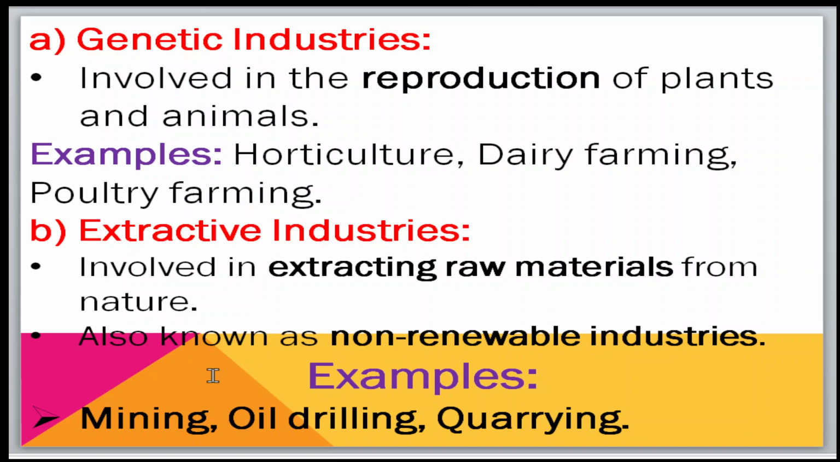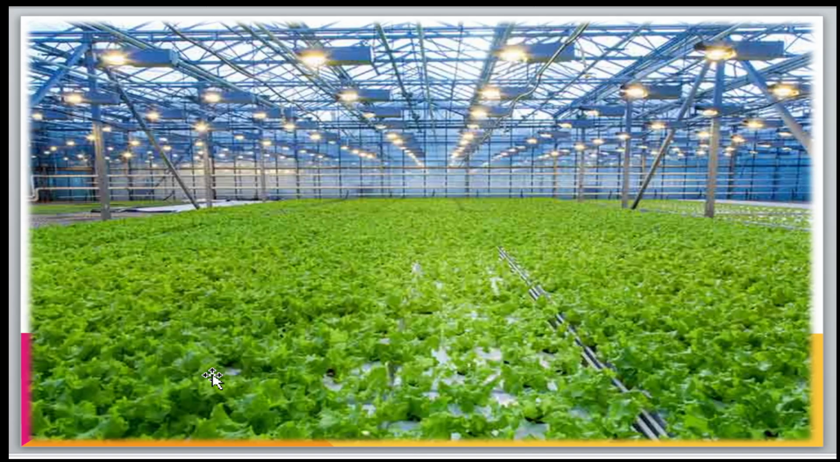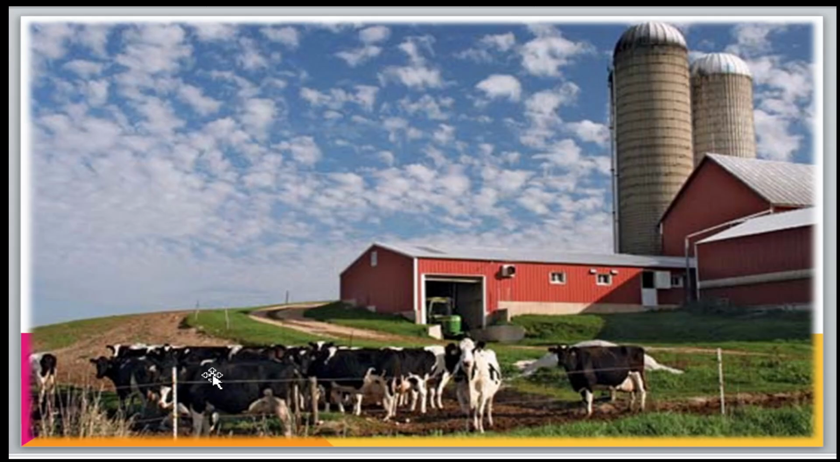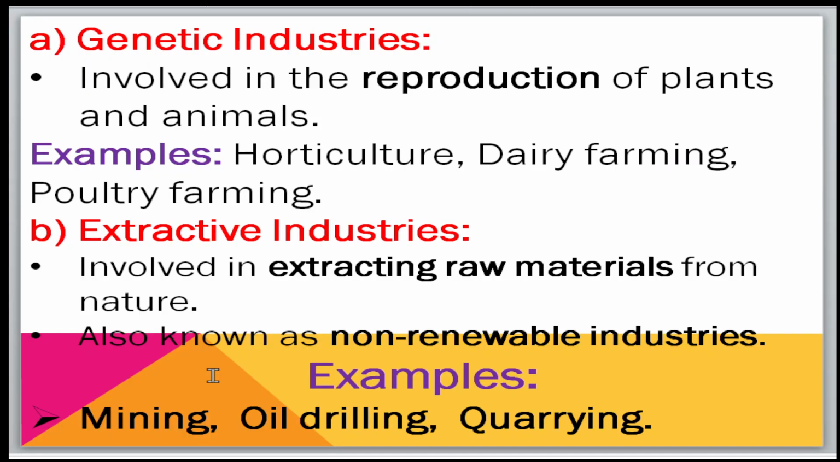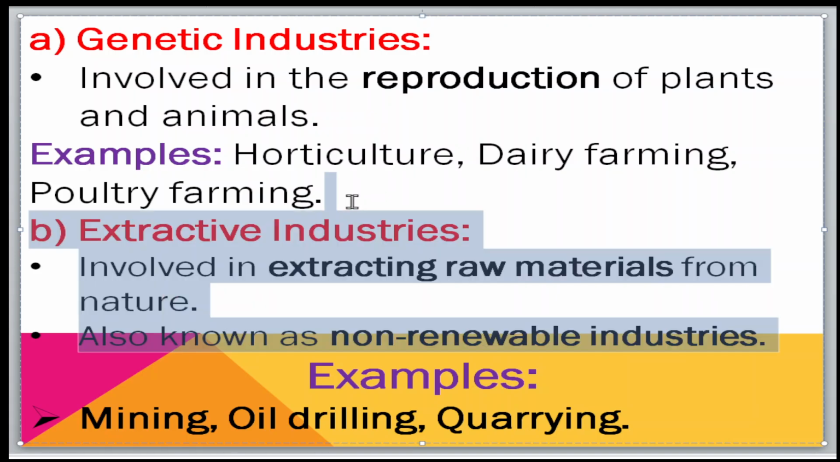Now move to the first one. Genetic industries are involved in the reproduction of plants or animals. For example, horticulture, dairy farming or poultry farming. Horticulture is related to plants. Dairy means related to animals. Poultry means related to birds, mainly chicken. Now move to the next type of primary industry. What is it?